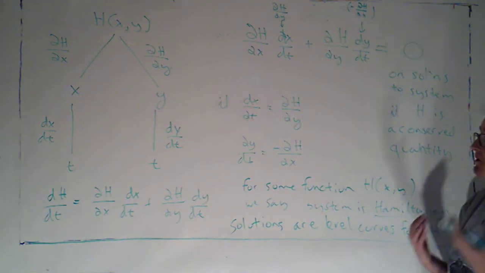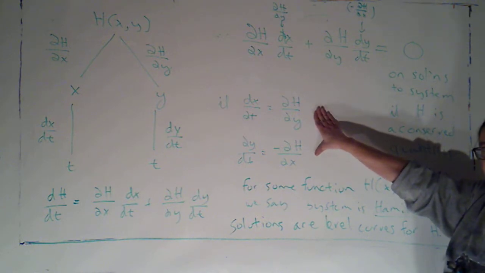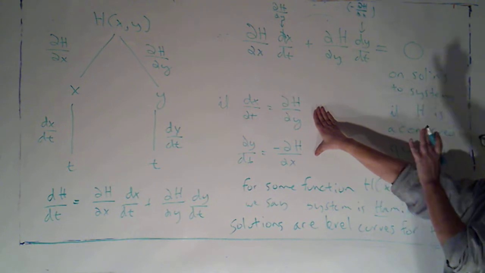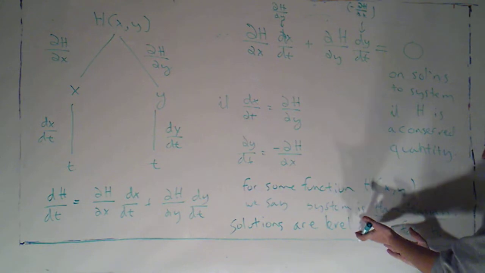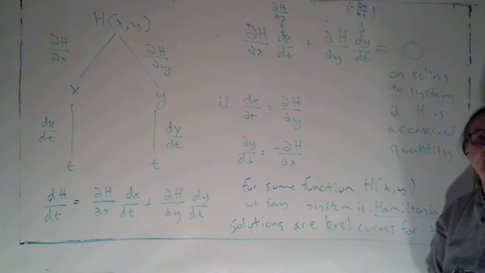So that sort of begs the question, how do I check to see if this is the case? And if this is the case, how do I go about finding h so that I can find the level curves and I've found my solution curves? So that's where we'll pick up in the next video.